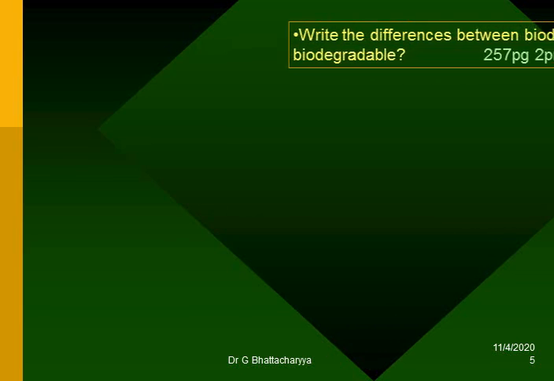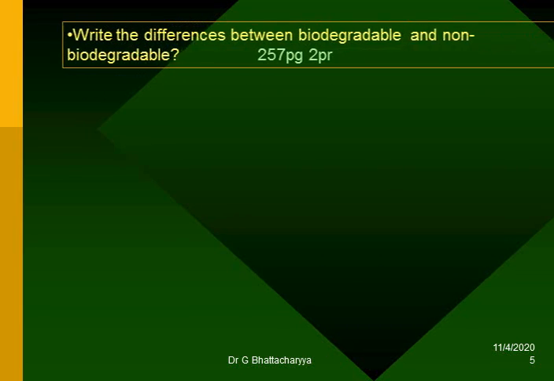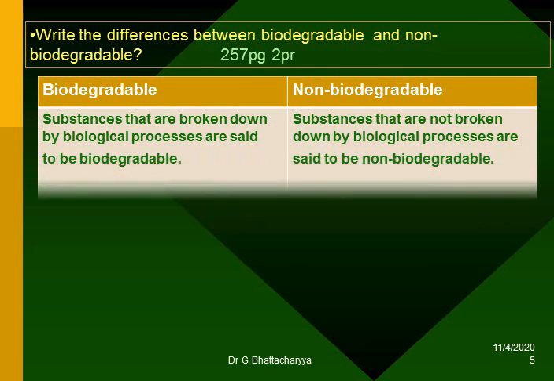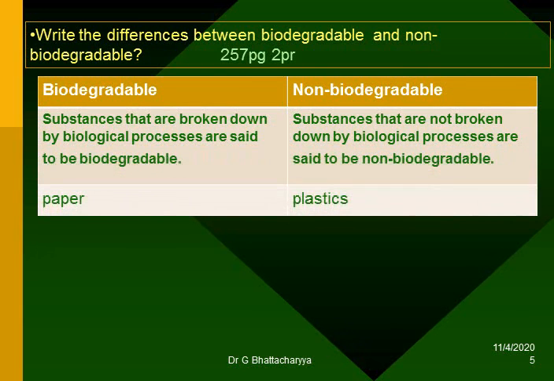Write the differences between biodegradable and non-biodegradable. Substances that are broken down by biological processes are said to be biodegradable. Non-biodegradable substances are not broken down by biological processes. For example, paper is biodegradable, while plastics are non-biodegradable.